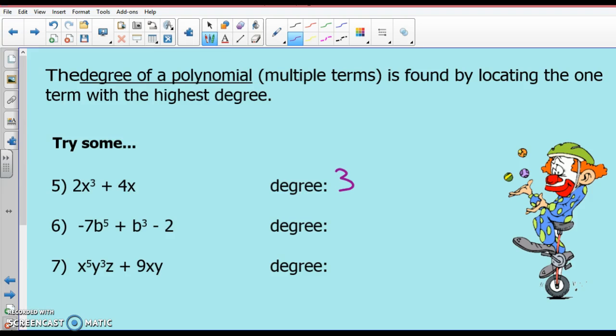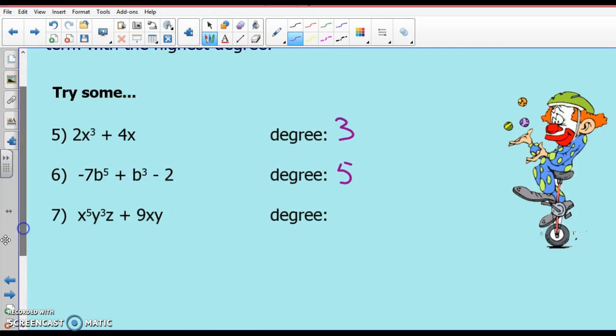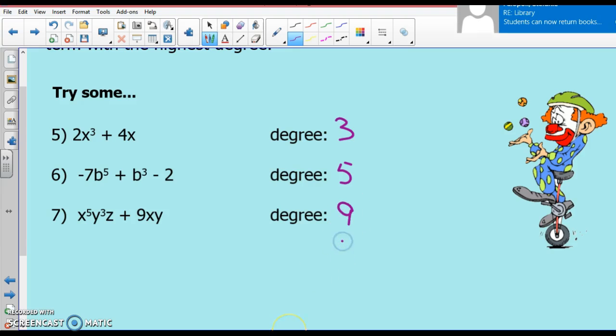What's the degree of this term? 5? No. 3 and 0. So what? It would be 5. What's the degree here? This will be what? 9, and so the degree is 1. Do you see the difference? All right.